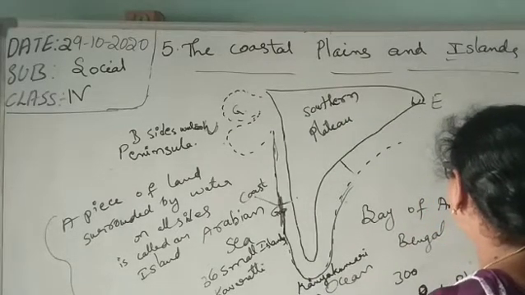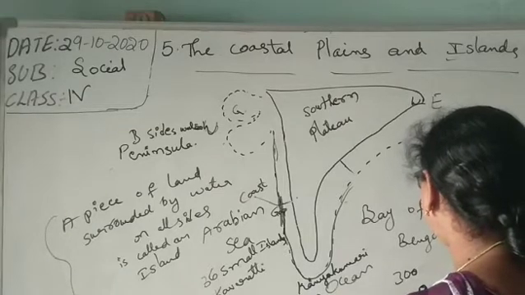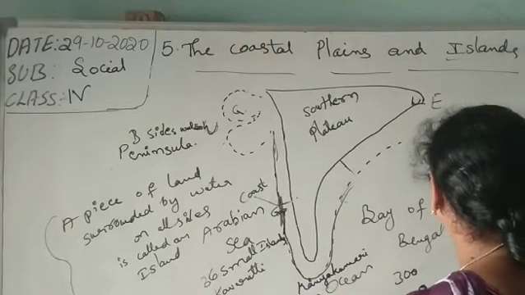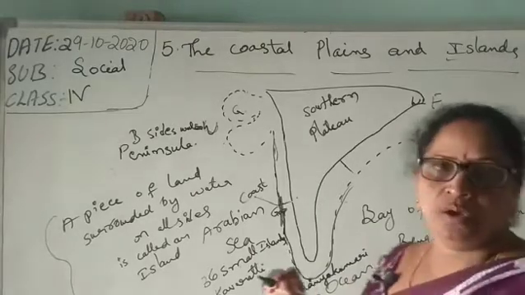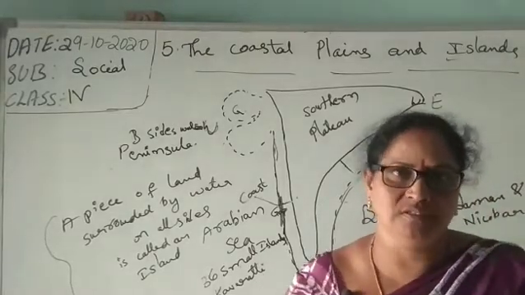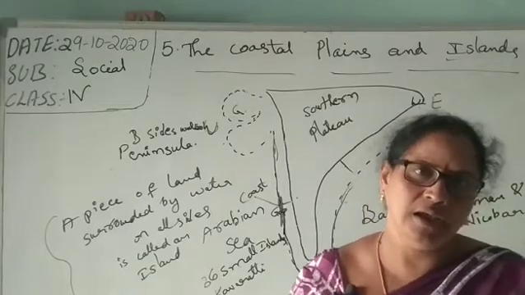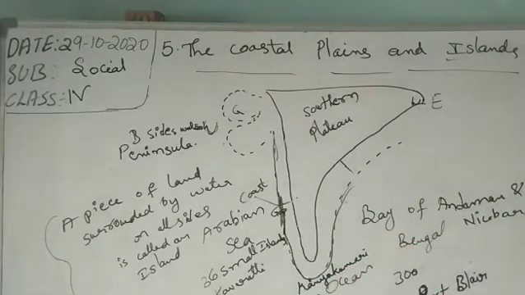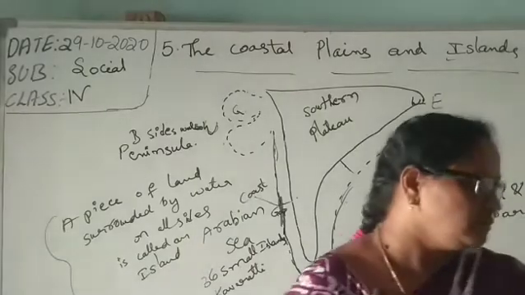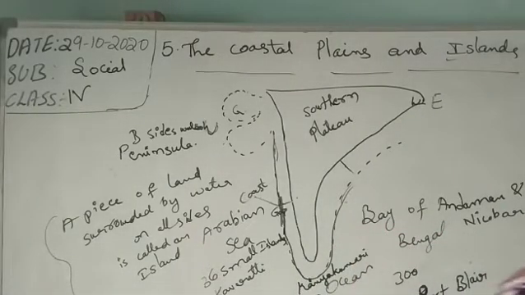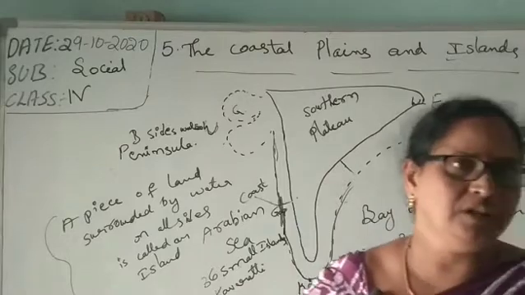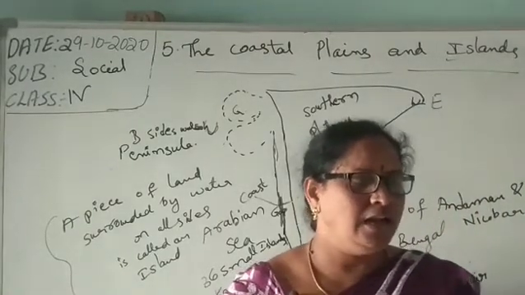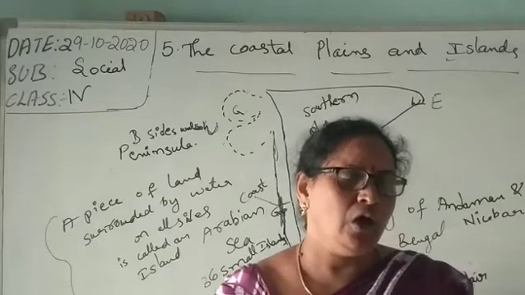They consist of 300 groups of islands in the Andaman and Nicobar Islands. Its capital is Port Blair. Okay children, an island is a piece of land surrounded by water on all sides.